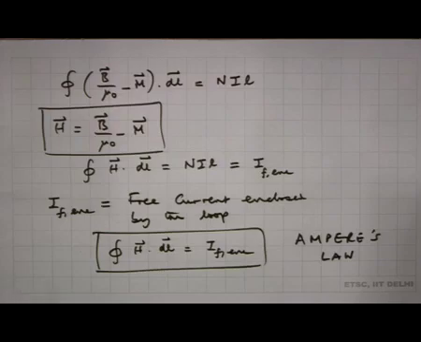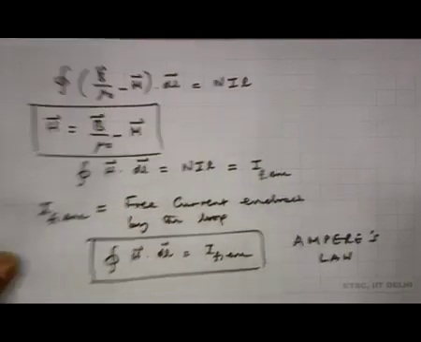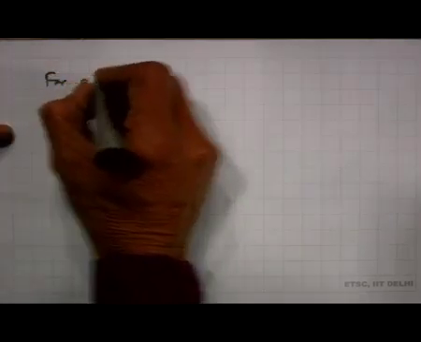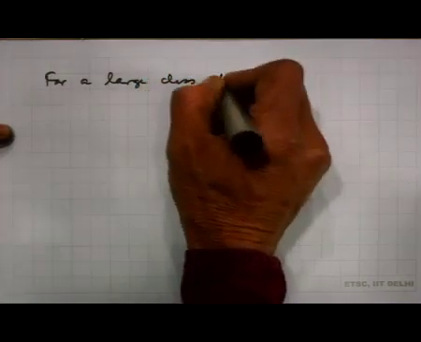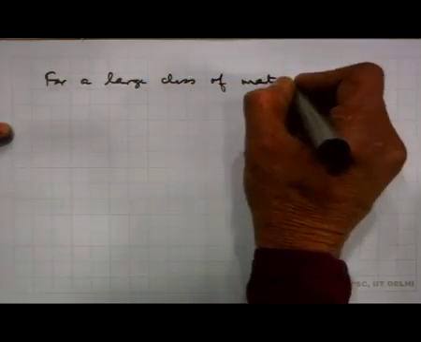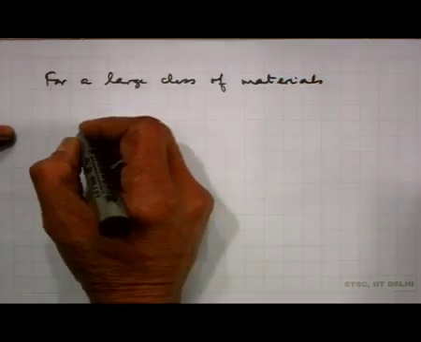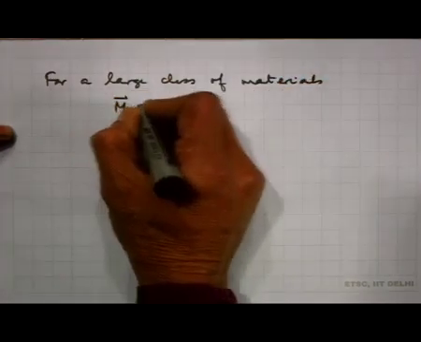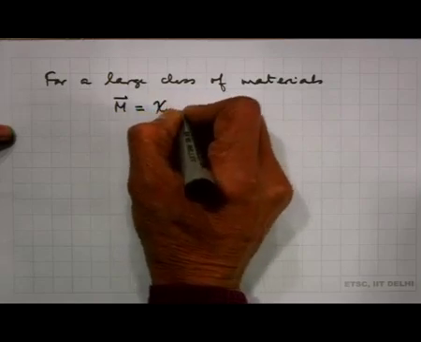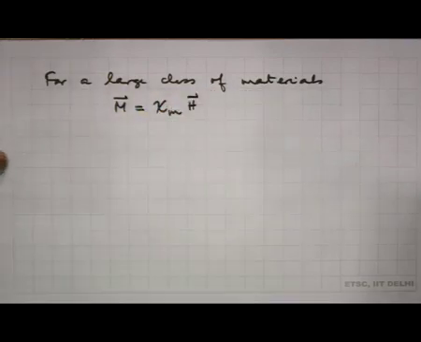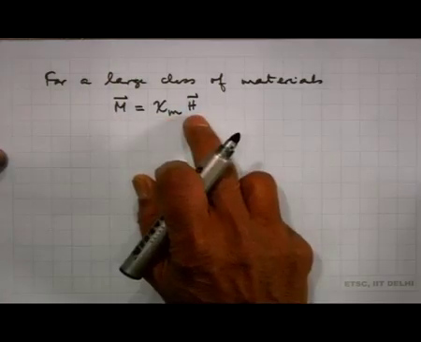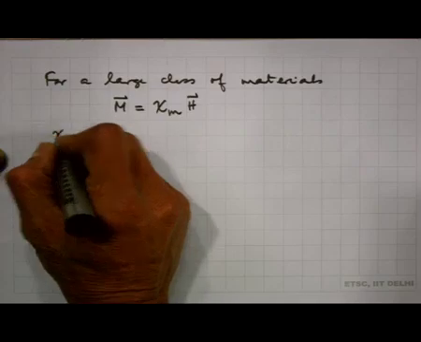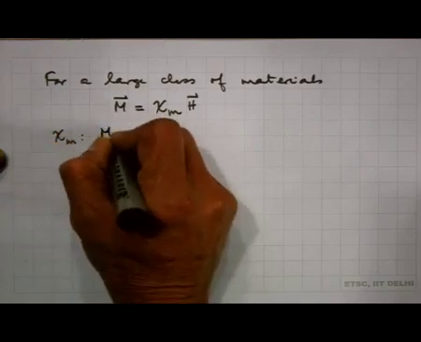Now, for a large class of materials, the magnetization is proportional to the H vector. For a large class of materials, the magnetization is proportional to H, and chi m is the proportionality constant, which is called the magnetic susceptibility.